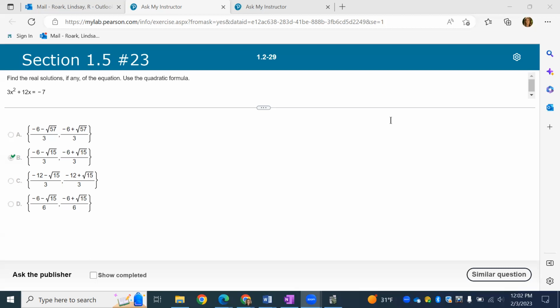So I wanted to make sure that we were all clear about how we have to solve some of these quadratic formula equations, especially in regards to simplifying a radical if needed and things like that.